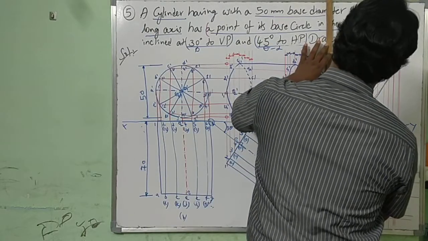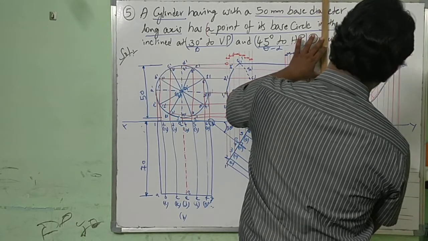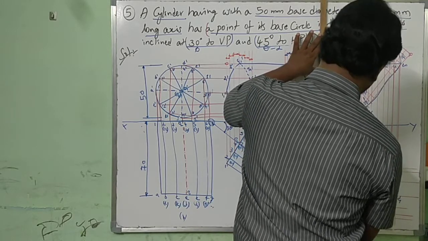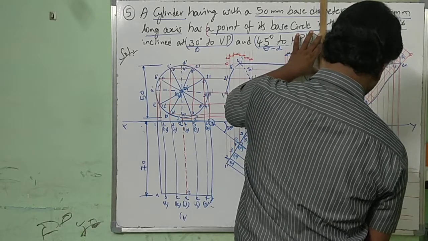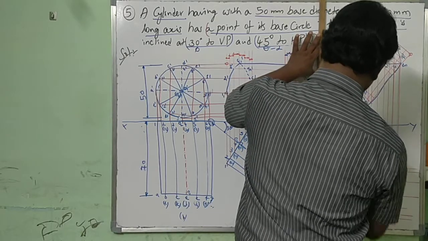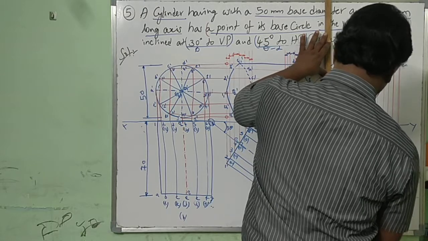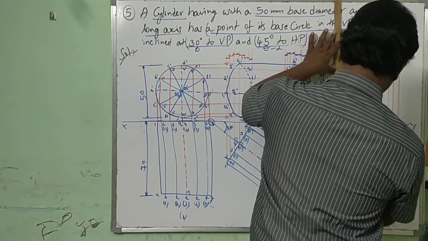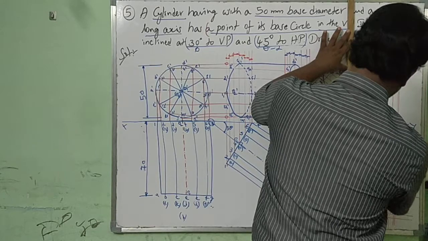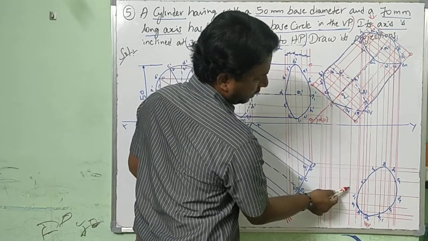1, 2, 3. 1, 2, 3, 4, 5, 6, 7. See, if you observe 1, 2, 3, 4, 5, 6, 7, it is not clashing.